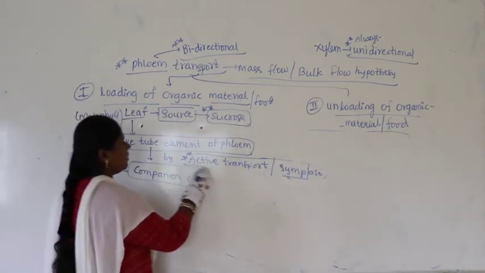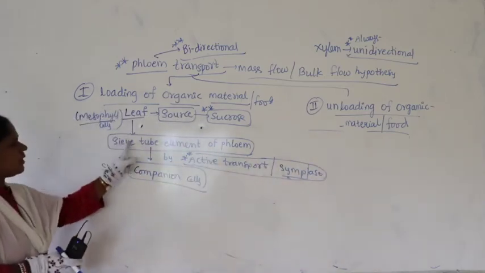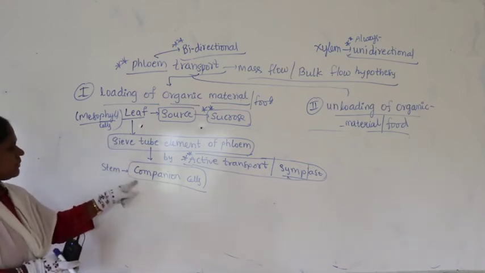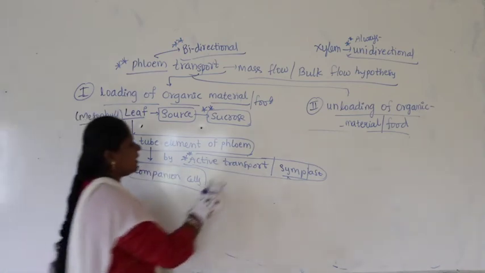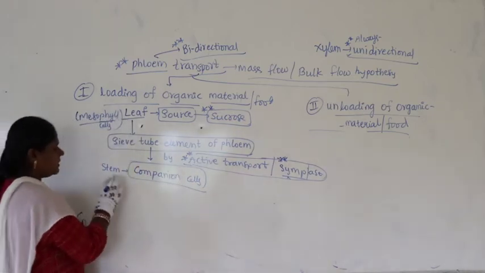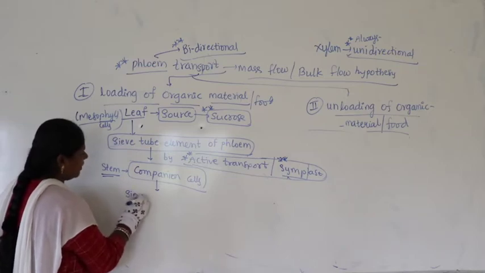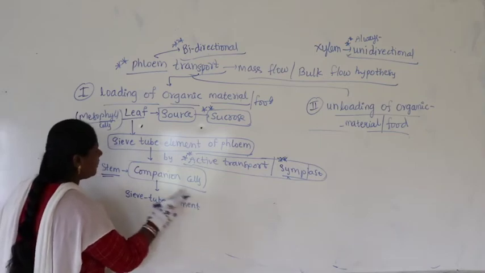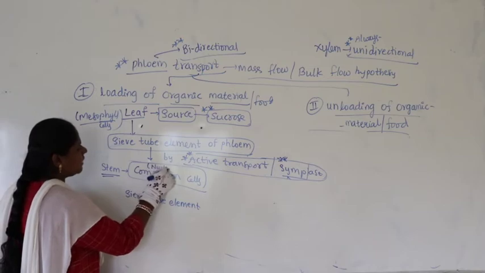Right. So here, where to where is the movement happening? From the leaf, in the leaf sieve tube element of the phloem, from there it enters into the stem. How does it occur? By active transport, or what we call symplast, it enters into companion cells in the stem and from the companion cells enters into the sieve tube element. Remember, very, very important, companion cells are nucleated.